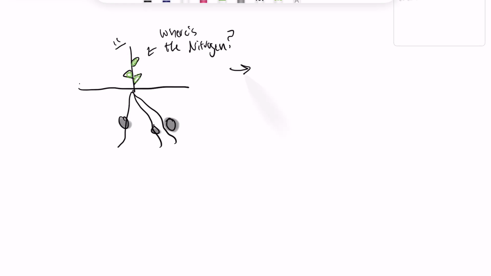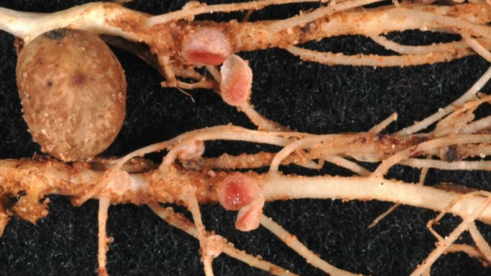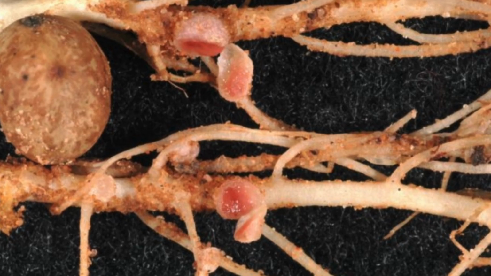One cool thing is that when the root nodules are gray or white, we know nitrogen fixation hasn't occurred. However, when the root nodules turn pink from the presence of leghemoglobin, which moves oxygen out of the nodule, we know that nitrogen fixation has occurred. Here's an example of a pink legume root nodule.